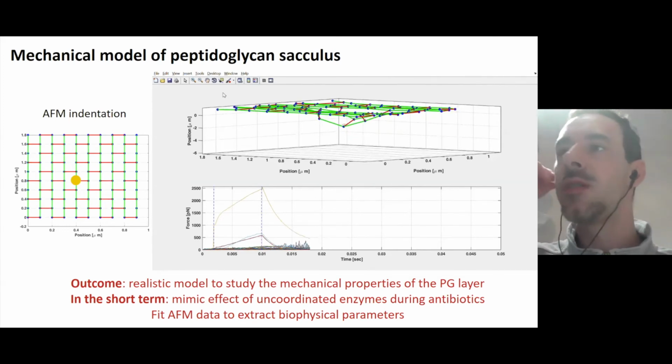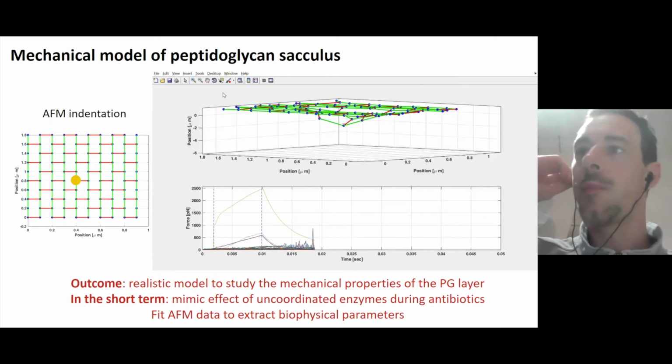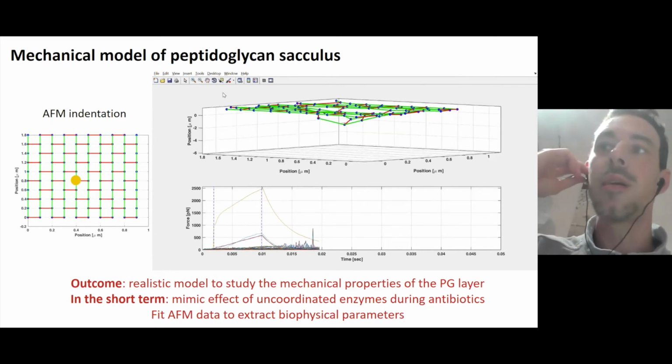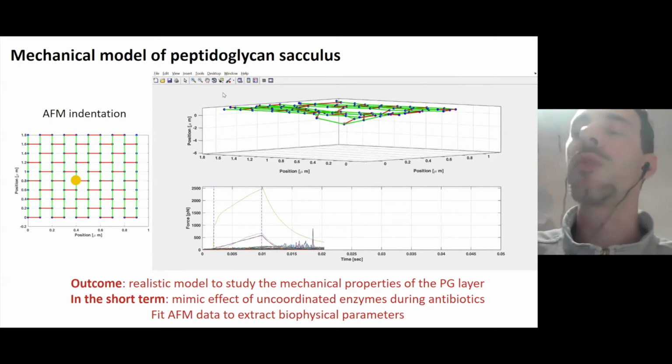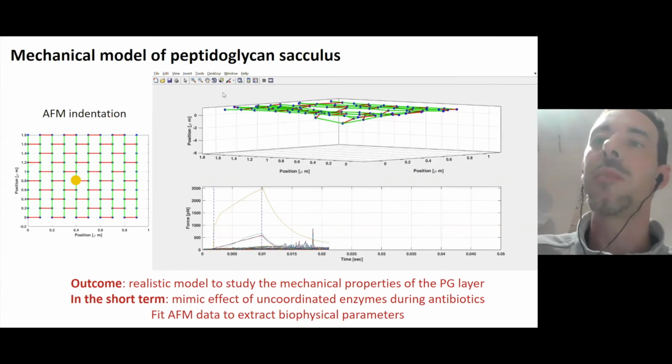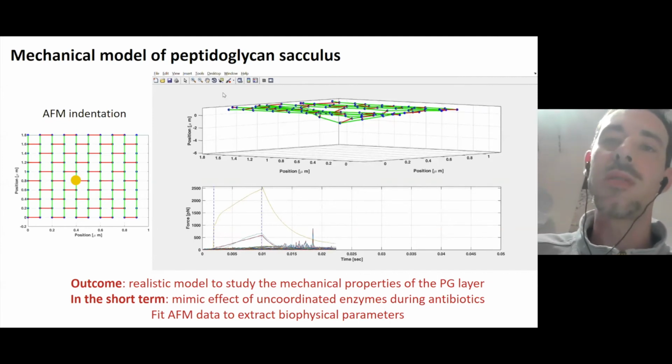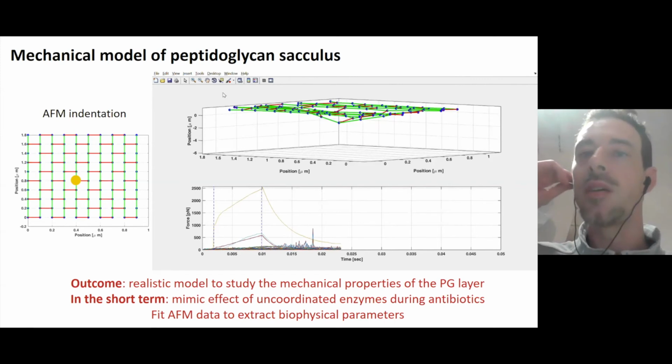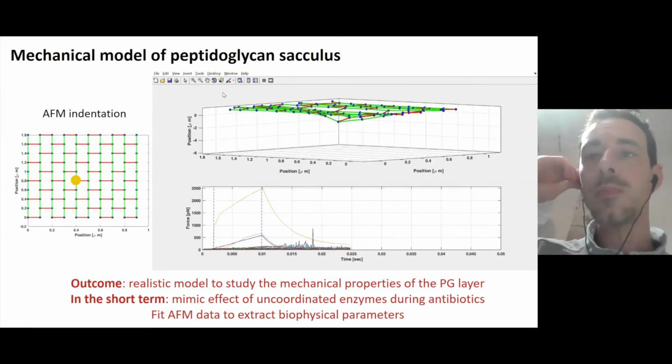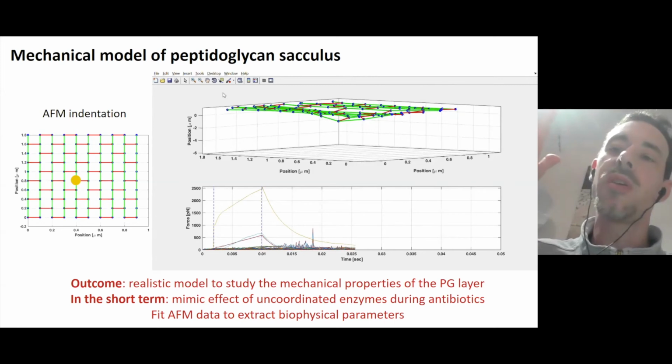I'm not going to present anything regarding more complex ideas and disordered structures, because we are still working on them. So it's a preliminary work. But the idea is that we'd like to understand and develop this realistic model to study the mechanical properties of the PG layer. And as I told you, we're working in two different ways.